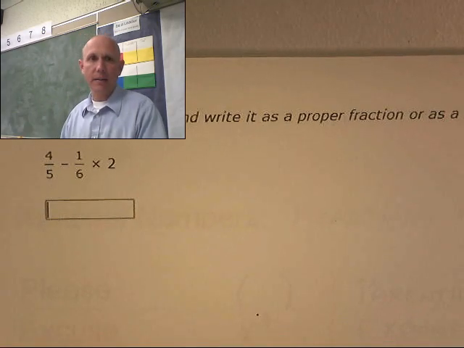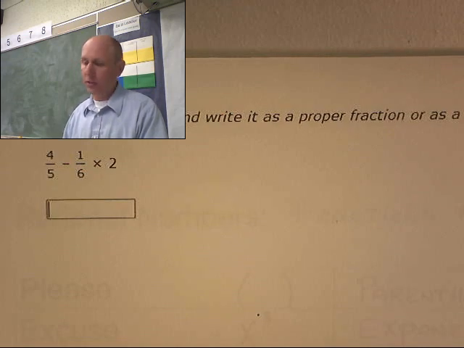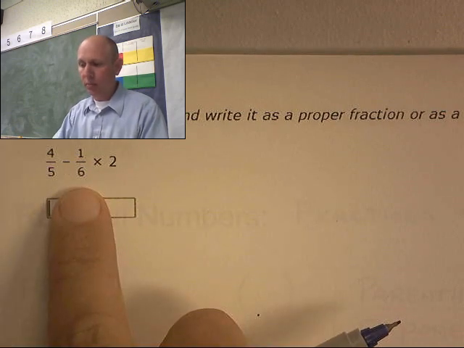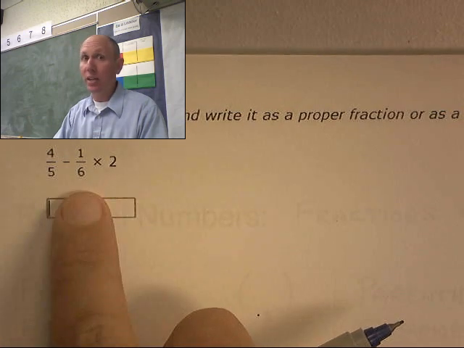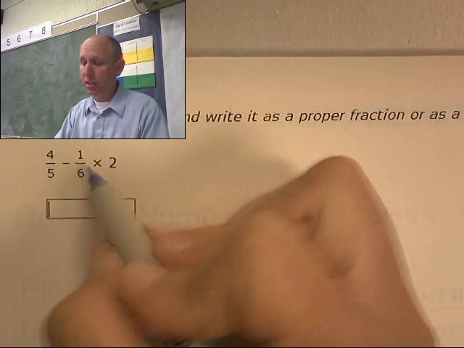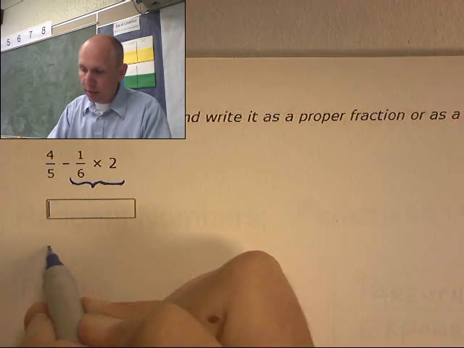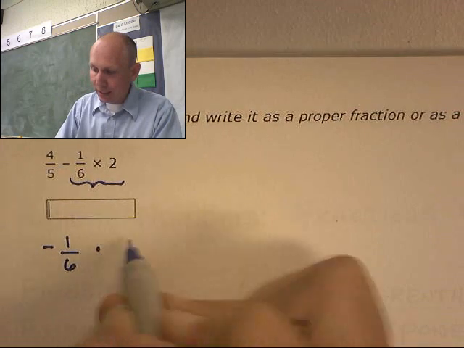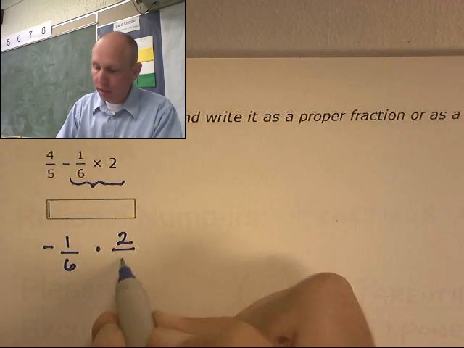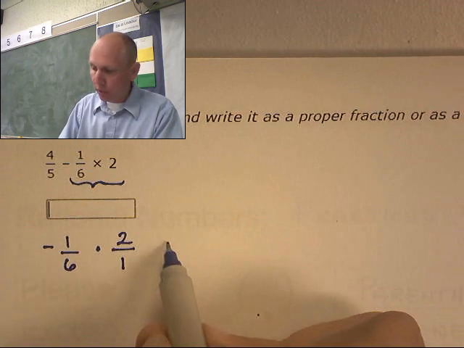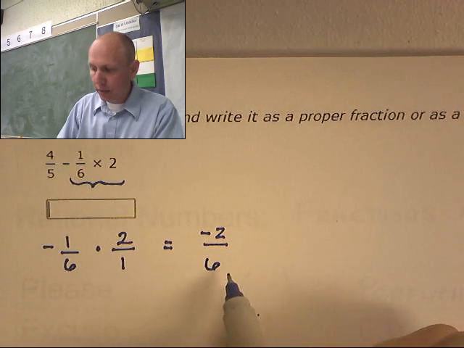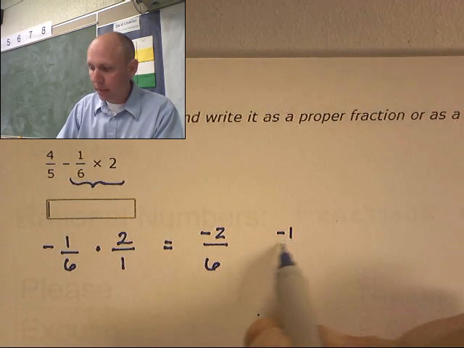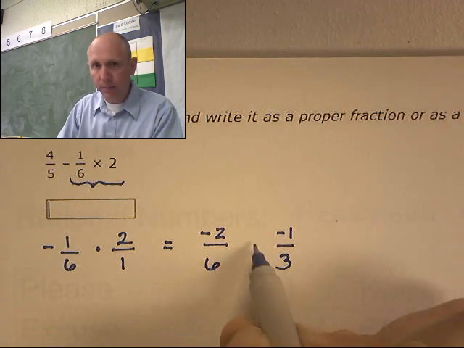So in this one I have 4/5 minus 1/6 times 2. Should I do that subtraction first or the multiplication? Please, no parentheses. Excuse, no exponents. My Dear, multiplication and division. I'm going to do the multiplication first. Let's bring that down here. So I have negative 1/6 times 2. Put that 2 over 1. Multiply straight across. That's going to give me negative 2 over 6. And I'll reduce it down, half it, negative 1 over 3.